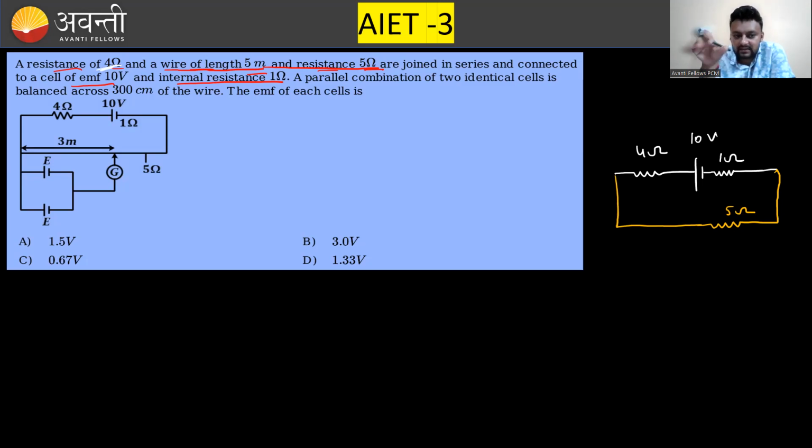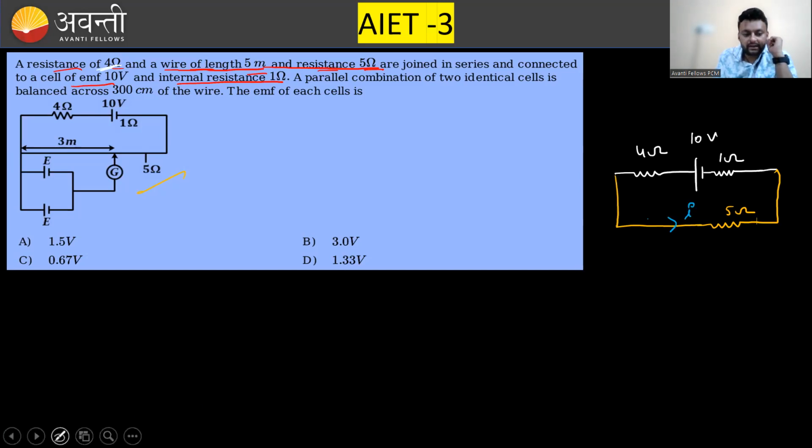And with this part, some external cells are connected. That is the next part of the question. You can see the diagram here. But in this part, if I ask what is the total resistance or what will be the current in this part?